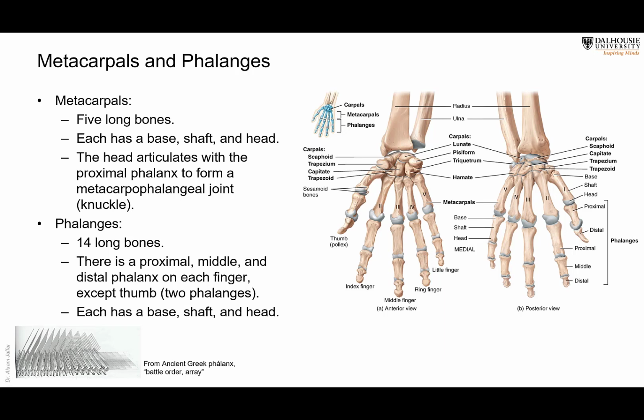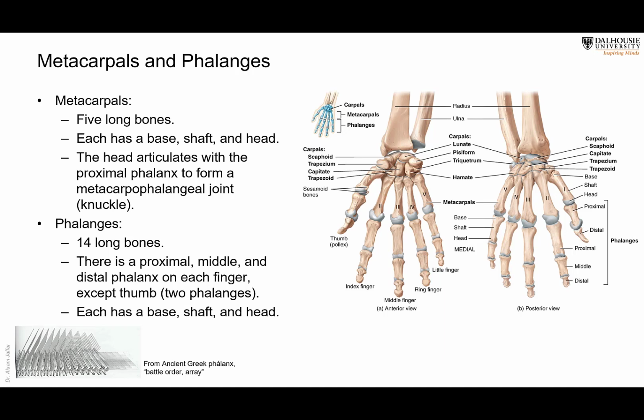Okay, and then we have the phalanges. We have 3 phalanges in each of the medial 4 digits: proximal, middle, and distal phalanx. They are long bones in the sense that they have a base, shaft, and head, except here in the thumb we have 2 phalanges. So all in all, we have 3 times 4 plus 2 equals 14 bones, the phalanges.